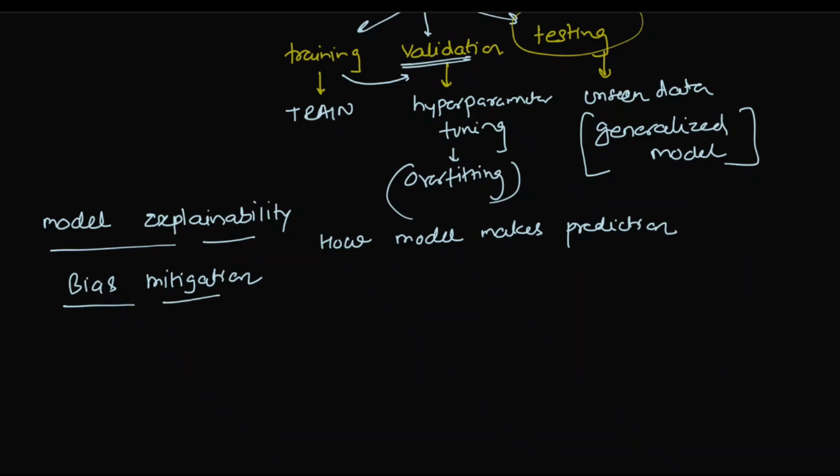For example, if I am doing house price prediction, it should not only consider highly populated areas. It should consider all kinds of areas and other features also. It should not be biased toward some type of data. So we have to consider bias mitigation.